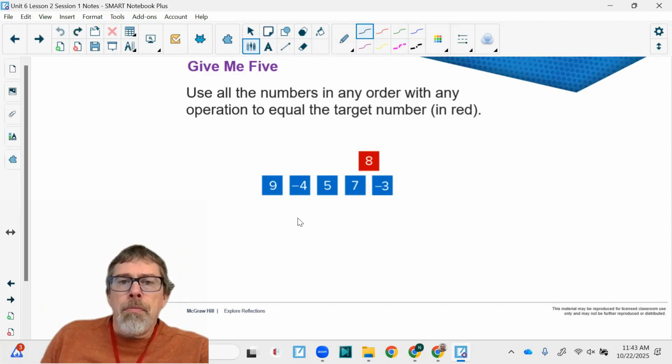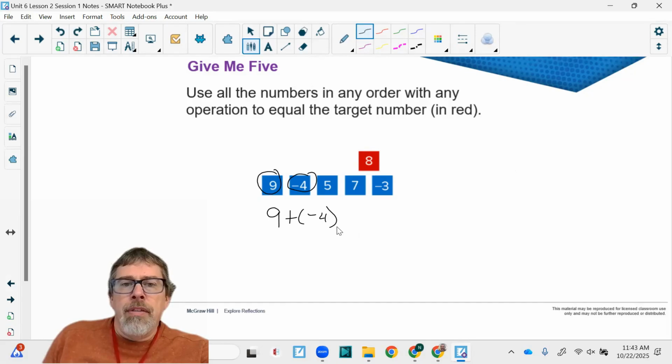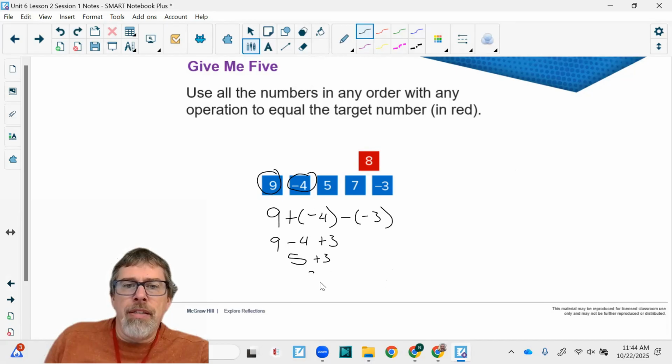Okay. So if I want to use 9 somehow, how do I get from 9 to 8 with these numbers? Let's see, 9. I got it. Plus -4. Minus a -3. So we take 9 plus a -4 minus a -3. Whenever we have double signs, we switch those. Plus a -4 is -4, and minus a -3 is +3. And then we work left to right. 9 minus 4 is 5, plus 3 is 8.